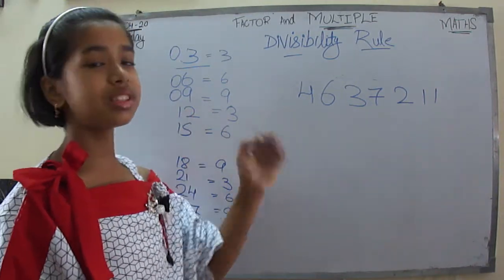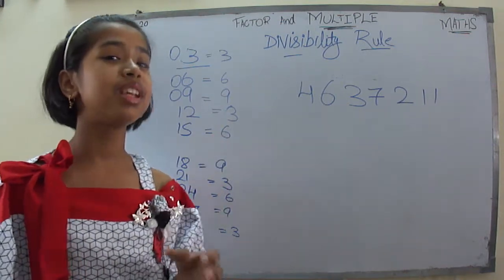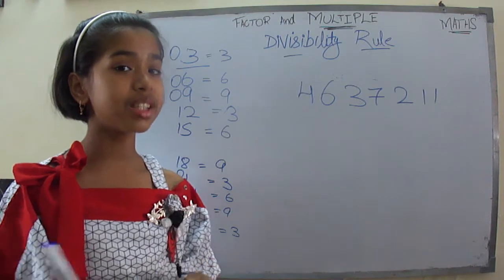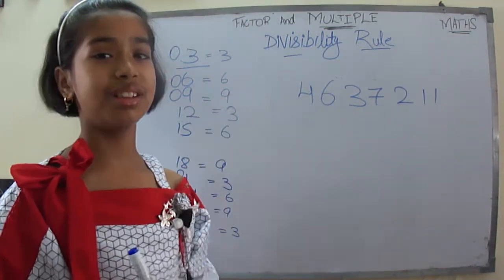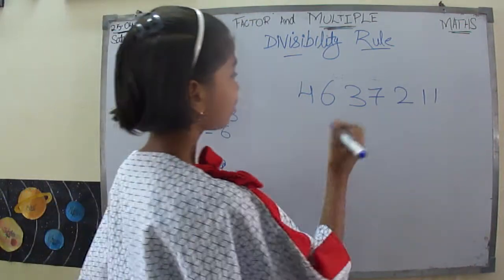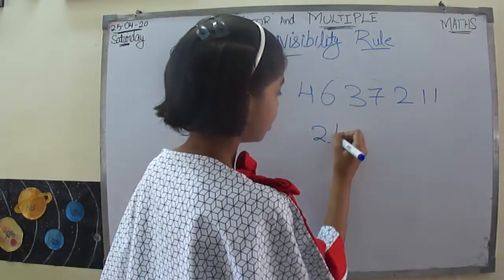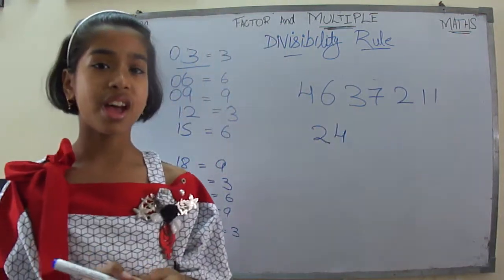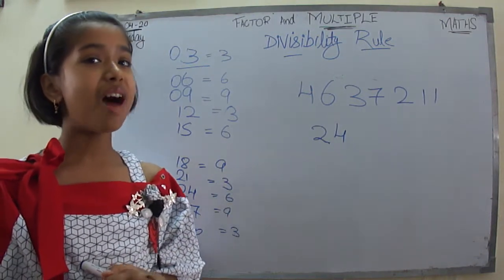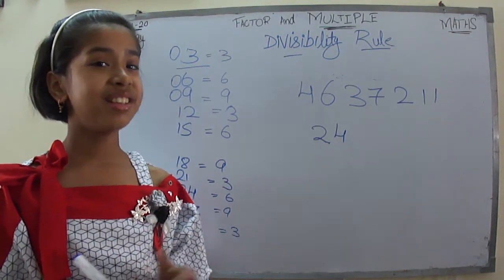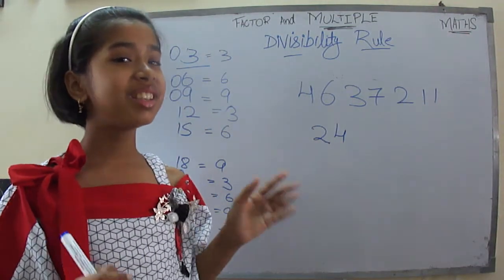Now in this number, if I ask you whether it is divisible by 3, what do you have to do first? You have to add all the digits. And what will you get here? You will get 24, sorry. So, is this divisible by 3? Of course, yes. That means this whole number is also divisible by 3.